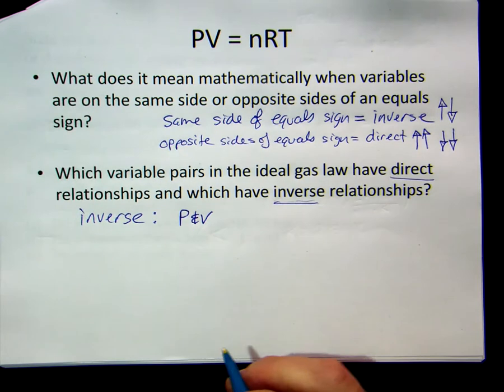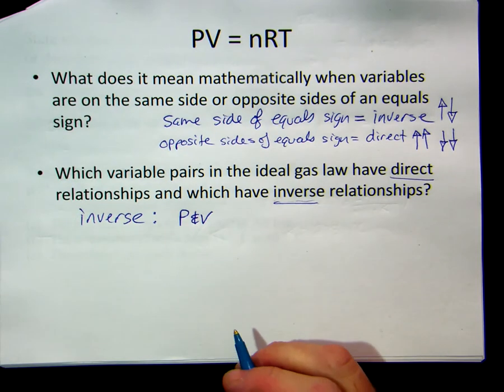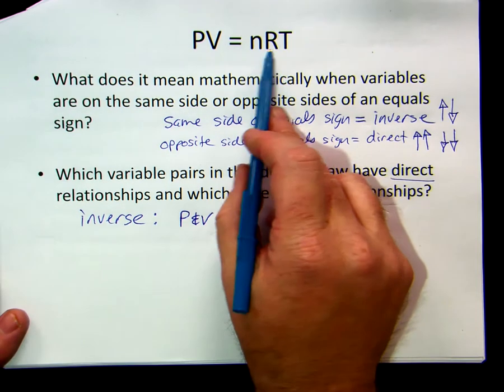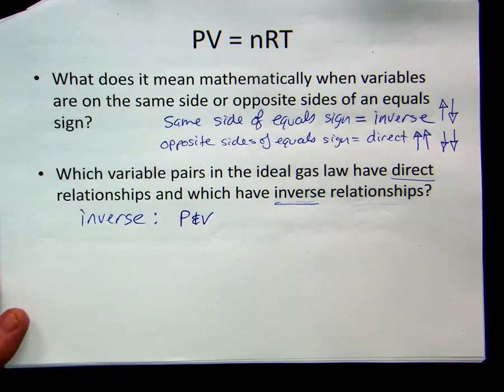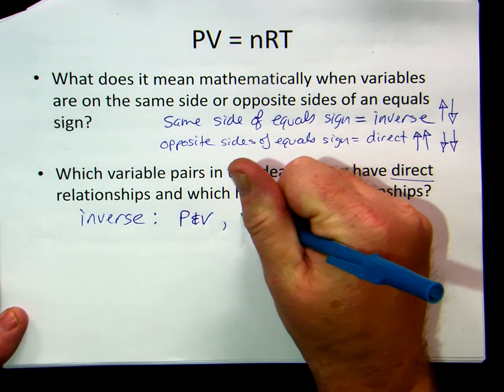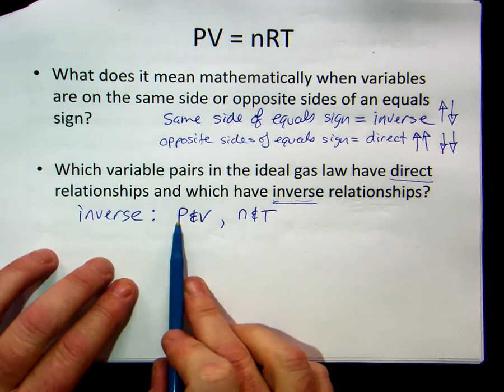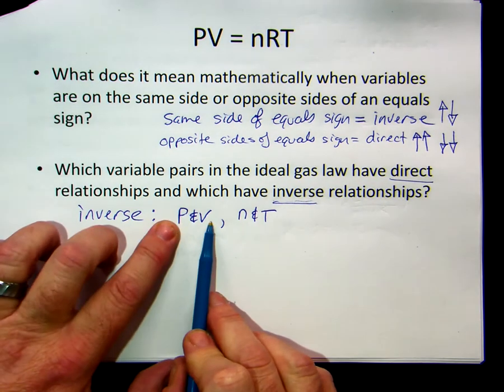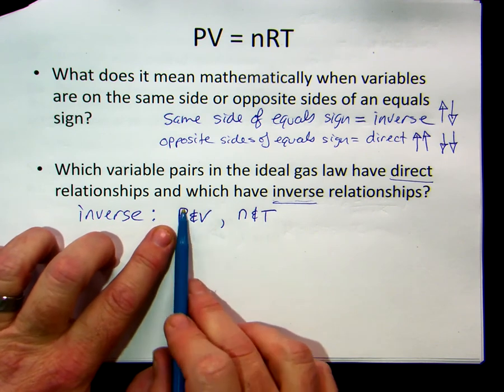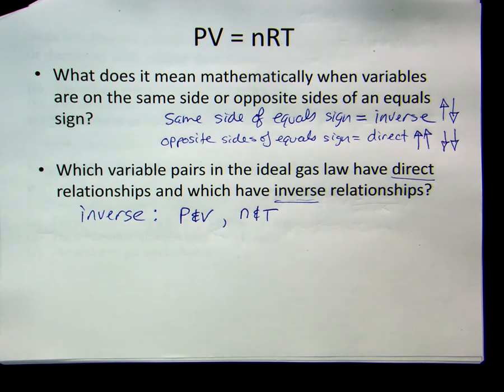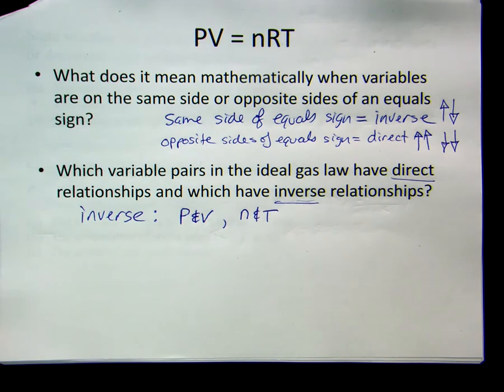Do any other variables have an inverse relationship? Remember, R is not a variable, so we can't use that. R is a constant. There's one other pair. N and T, right, on the other side of the equal sign. N and T. So again, if pressure goes up, volume will go down, and if volume goes up, pressure will go down, and likewise with number of moles and temperature.